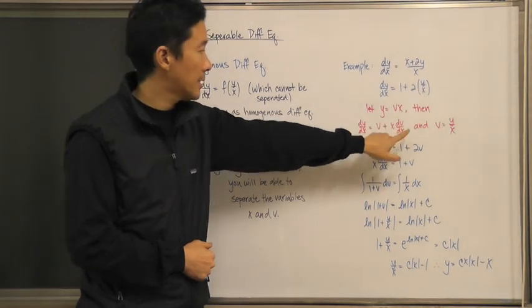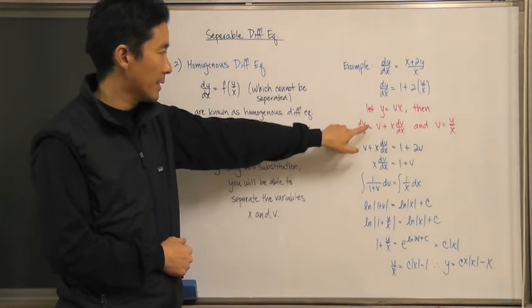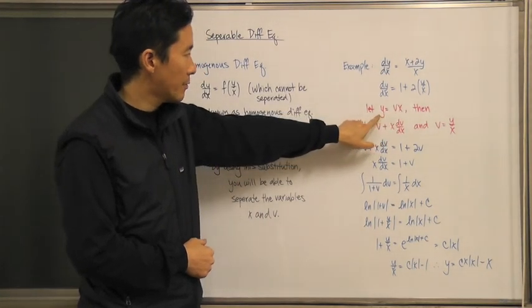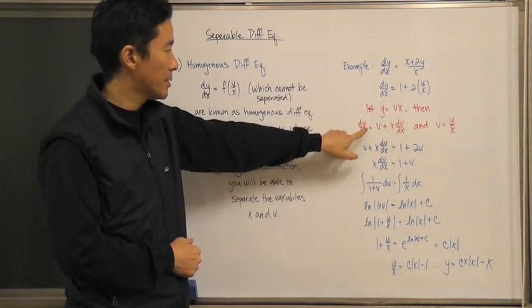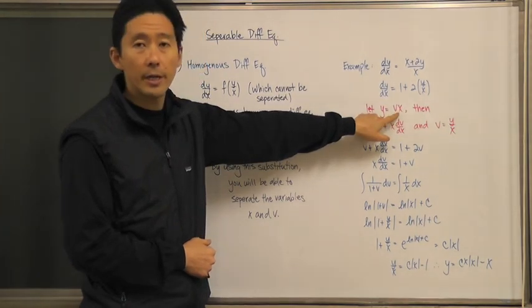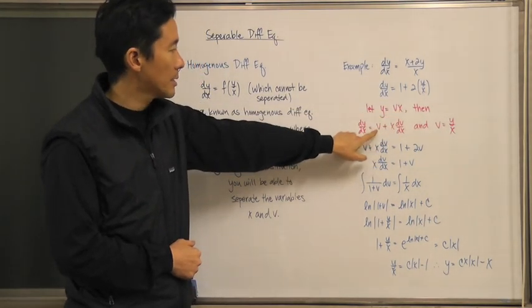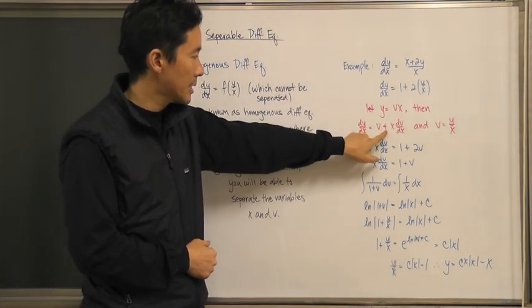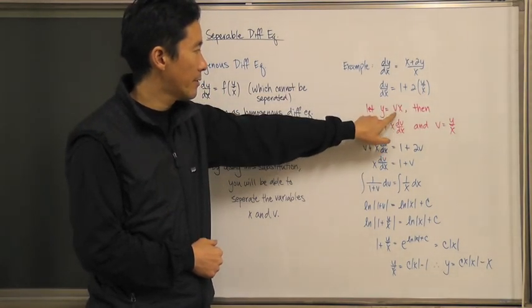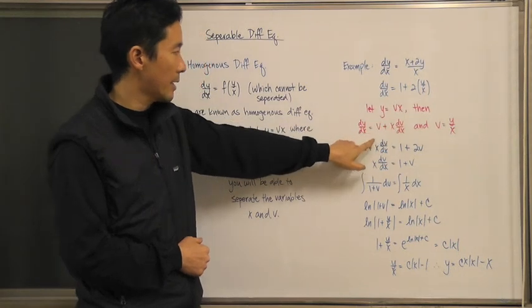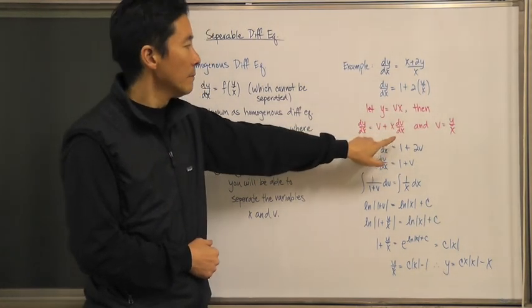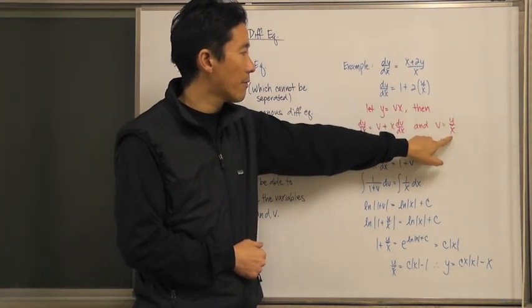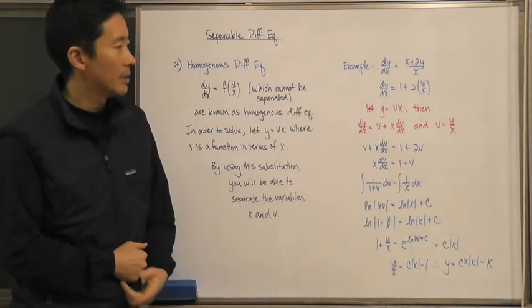And if that's the case, then if we differentiate both sides with respect to x, I have to use the product rule. This is going to be v times the derivative of x, which is just 1, plus x times the derivative of v with respect to x. So that's what we come up with there. In addition to that, we also know that v is going to be equal to y over x.